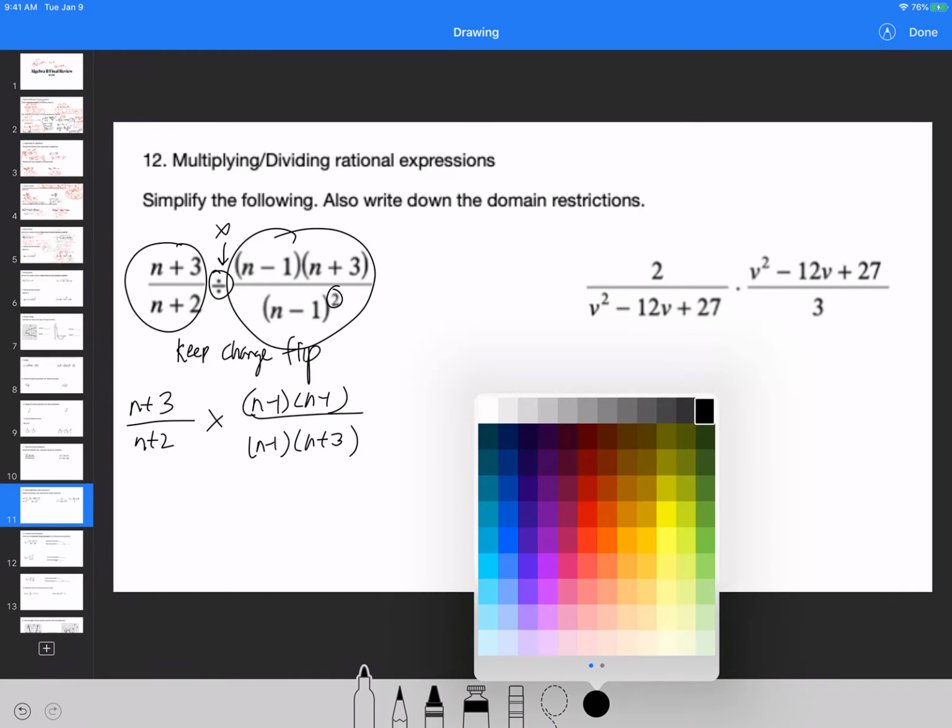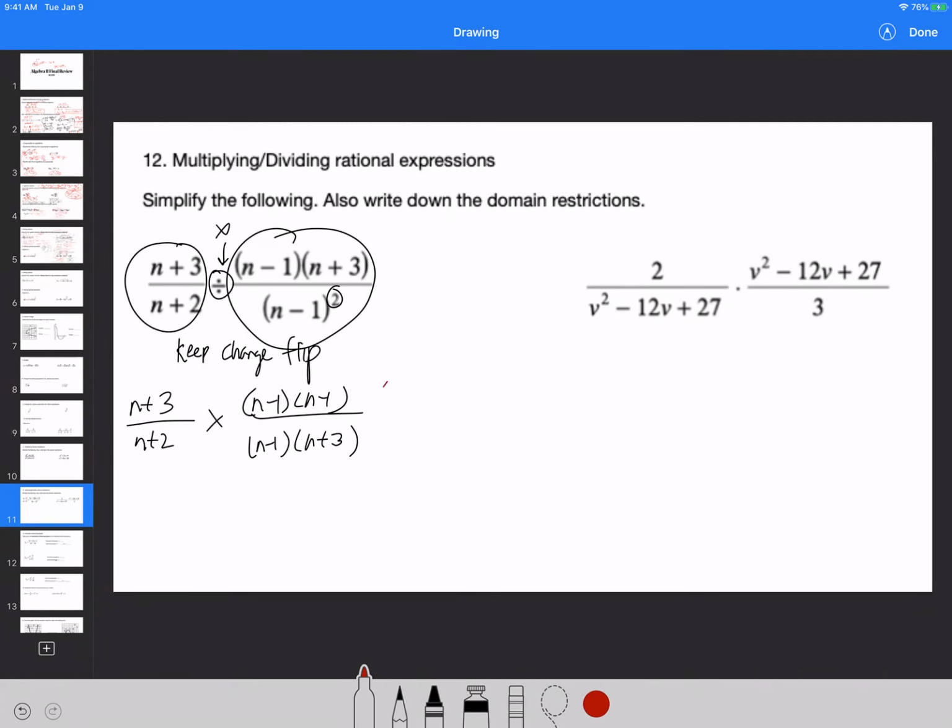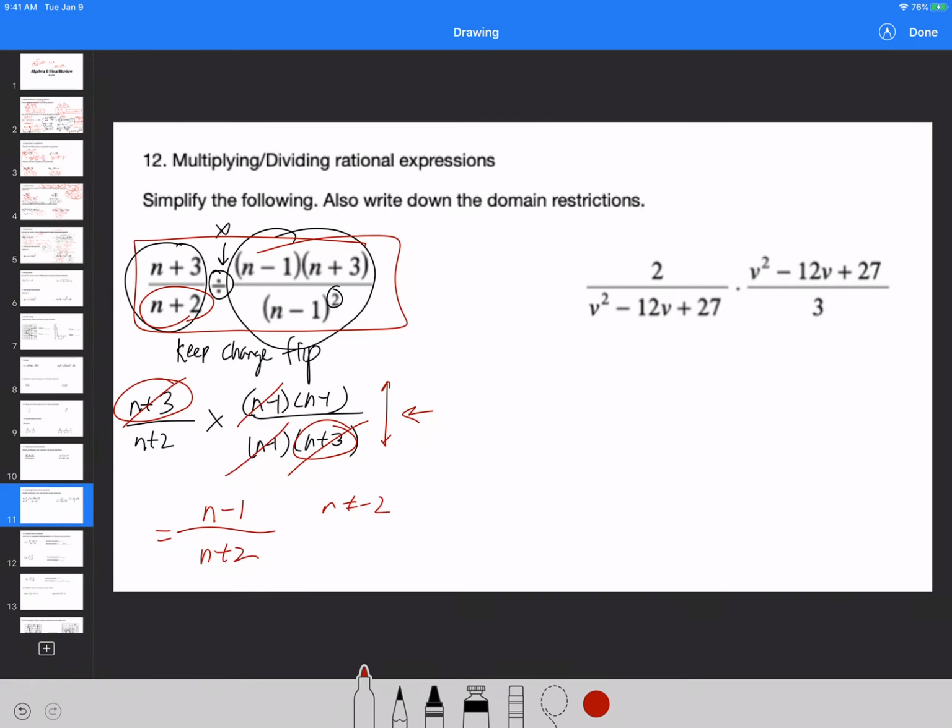Cancel it out. What can I cancel? Well, vertically, n minus 1 over n minus 1 can be canceled out. Diagonally, the n plus 3's can be canceled out. So my simplified format would be n minus 1 over n plus 2. The domain restriction has to come from the one up here, guys, not from here. So n cannot be negative 2, and n cannot be positive 1. That should be it, not here.